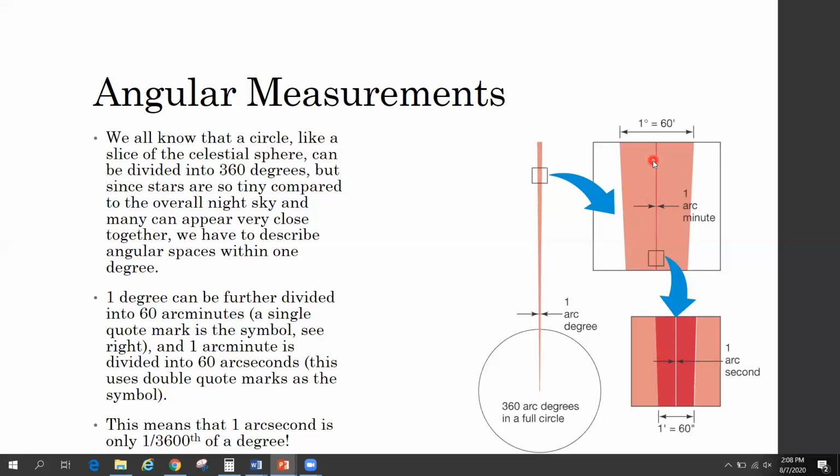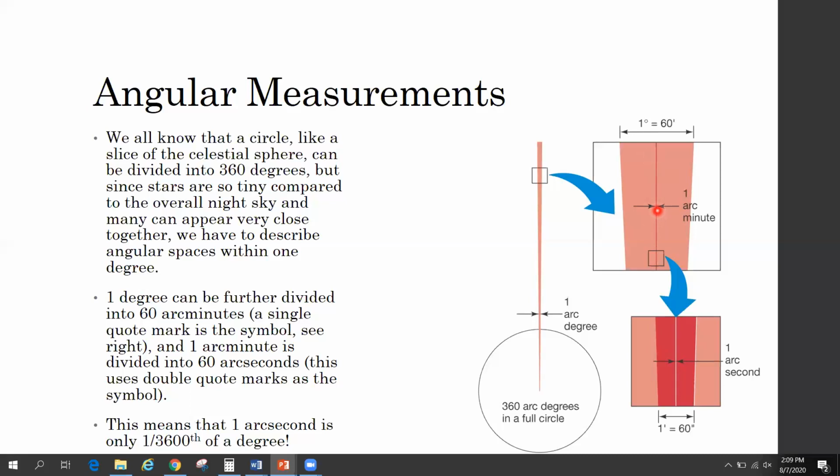Now, here's the thing. Even an arc minute, at long distances of viewing in the night sky, is still going to be wide enough or big enough to contain lots of different stars and nebulae and all that to look at. So sometimes we still need to be more specific about a location in the night sky.